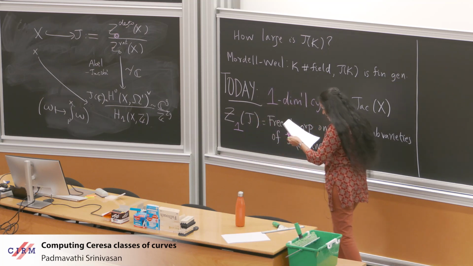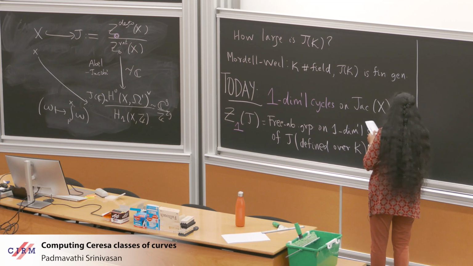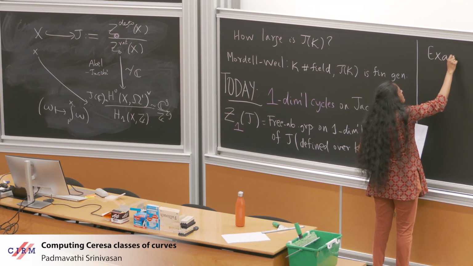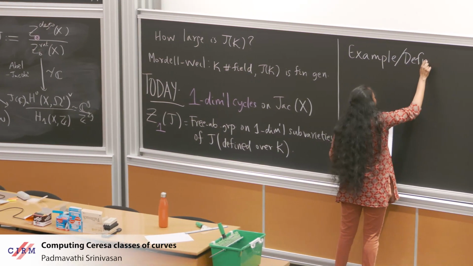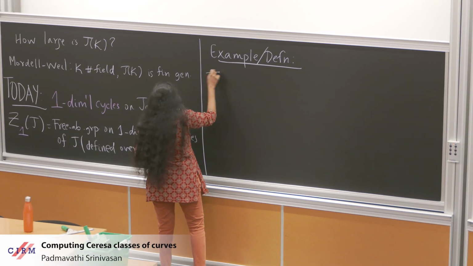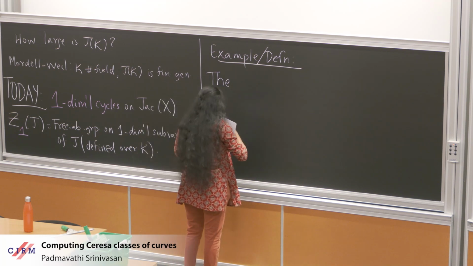So I've made a definition, and I want to give you an example right away, just so we're very concrete. Here's an example and definition. I want to define for you this canonical algebraic cycle associated to a curve, this thing called the Ceresa cycle.